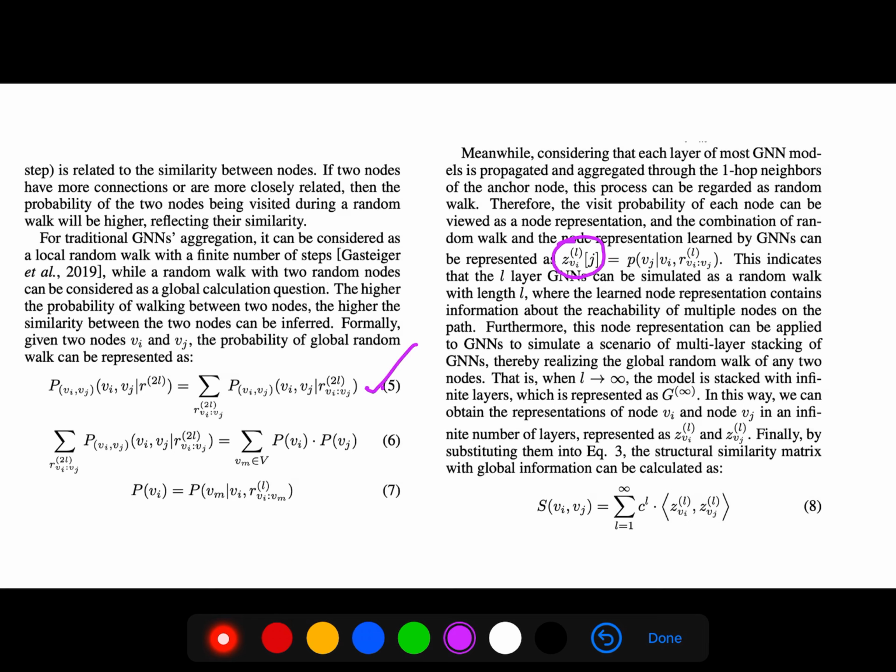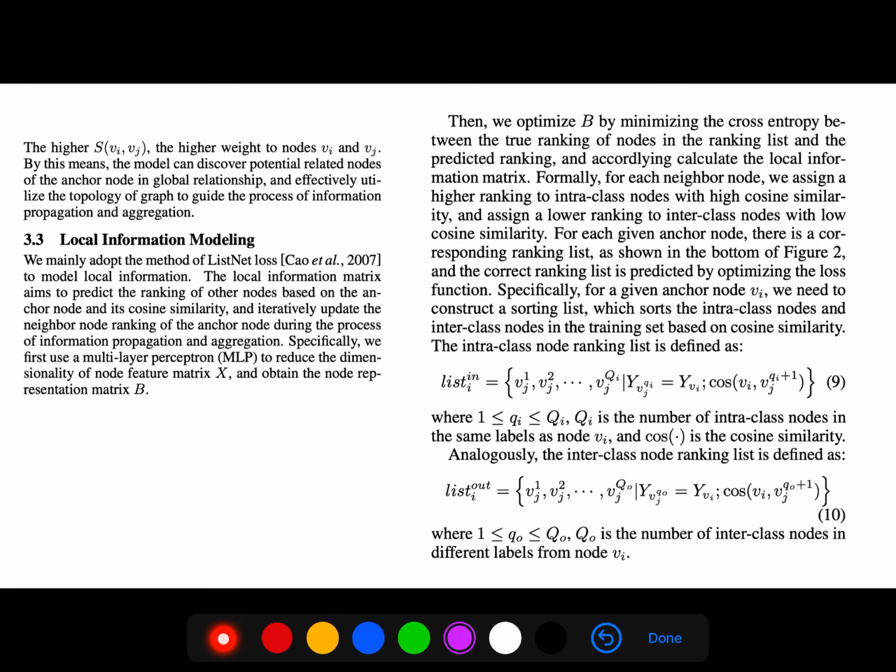So we can obtain the representations of nodes V sub I and V sub j in an infinite number of layers. By substituting into equation 3, the structural similarity matrix, now with global information, can be calculated like this. Now, what about local information modeling?